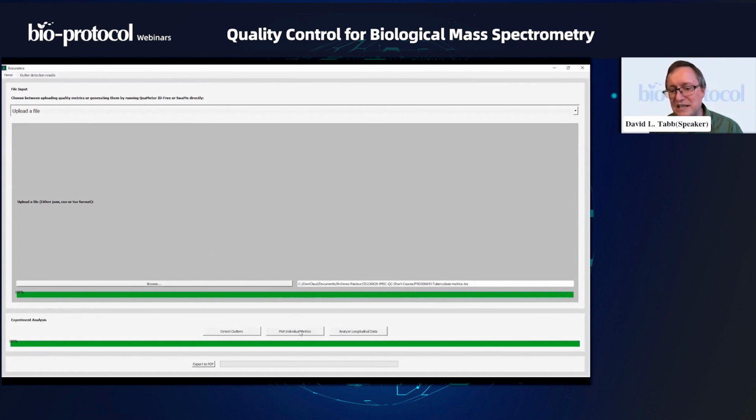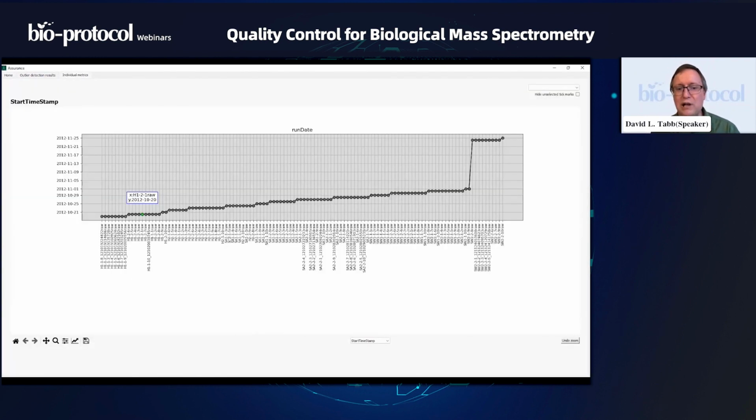So I want to show you a less computationally intensive route for looking at these same raw files, which is to plot individual metrics. So in this case, I'm able to look at each of the metrics that Quameter outputs. Let's drop down to one that's easy to understand.